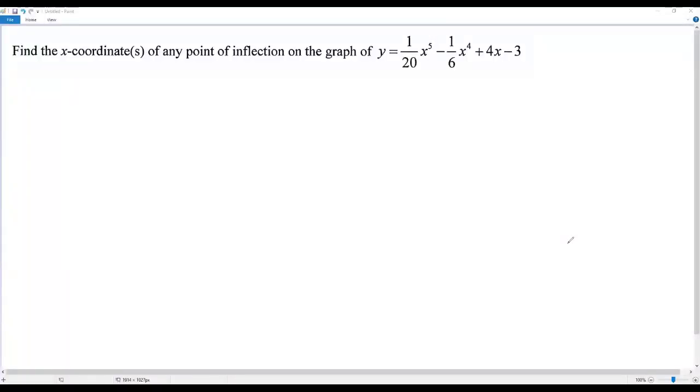Here we have an AP Calculus AB problem. Okay, let's go with the information. Find the x-coordinates of any point of inflection on the graph of y equals 1/20 times x to the fifth power, negative 1/6 times x to the fourth power, positive 4x, and negative 3.